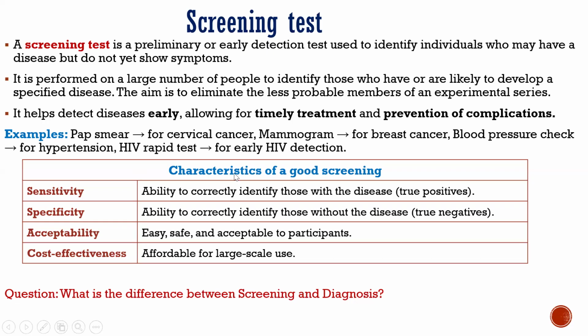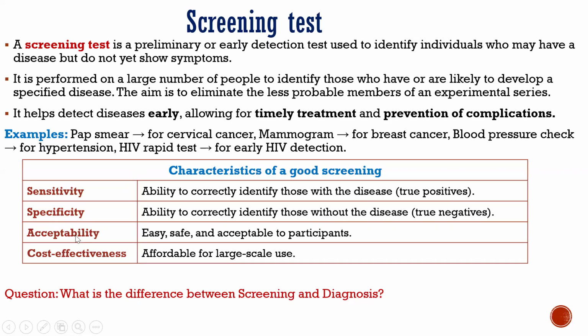So there are different characteristics of a good screening test. Number one is sensitivity, the ability of that screening test to correctly identify those with the disease, which is true positive. So a good screening test must be highly sensitive. Number two, it must be highly specific, that is specificity. It is the ability to correctly identify those without the disease. That's a true negative. It should not show errors, where someone has the disease and it says he doesn't have the disease. It can actually cause a lot of problems in the long run. So a good screening test must be highly sensitive and it must be highly specific.